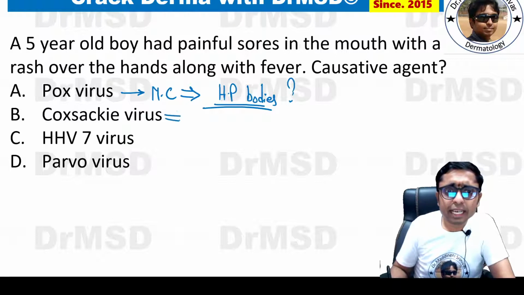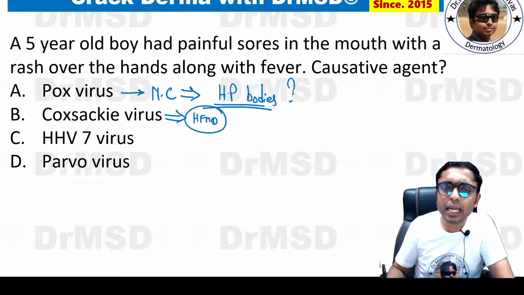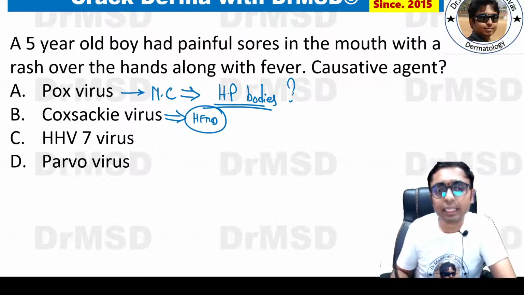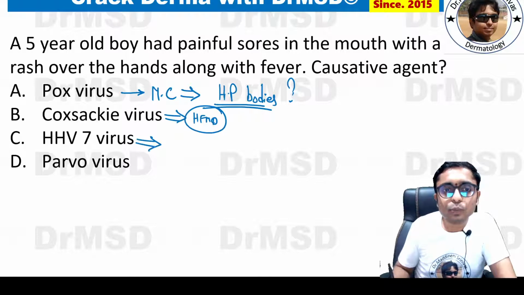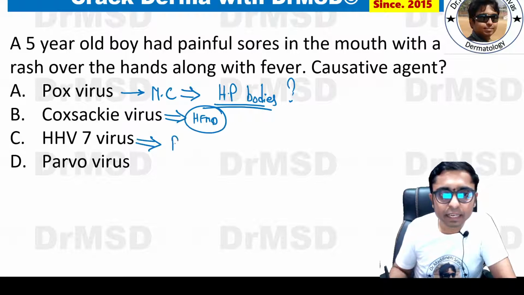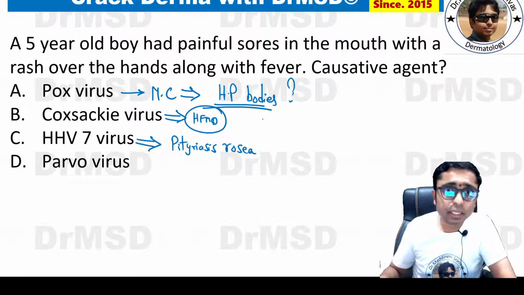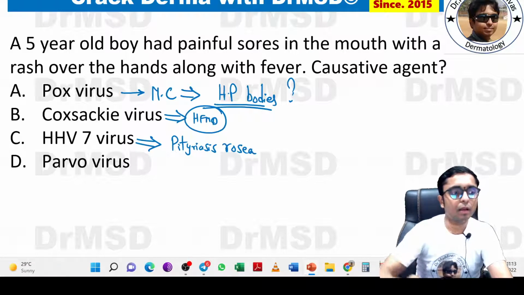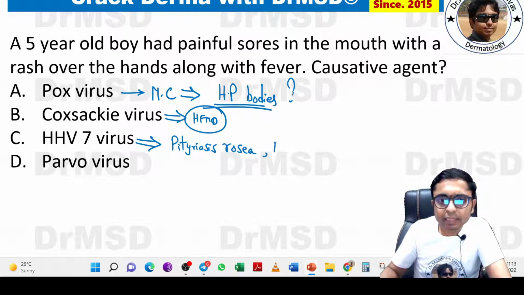So yes, Coxsackie virus is associated with hand, foot, mouth. It is basically a type of enterovirus. We'll see that in the next slides. So human herpes virus 7 is associated with some important skin manifestations, one of which is pityriasis rosea. This is associated, and also it is associated with exanthem subitum.